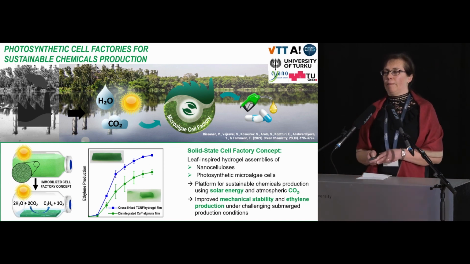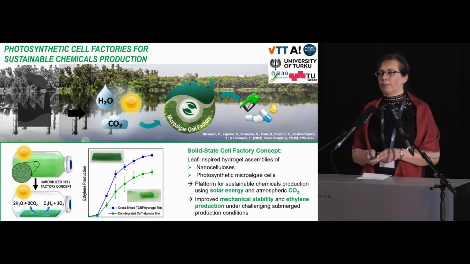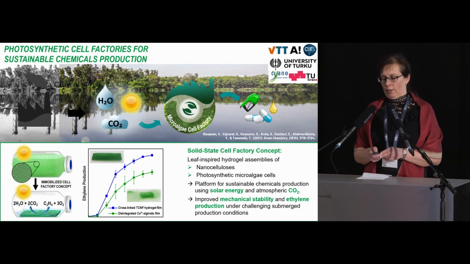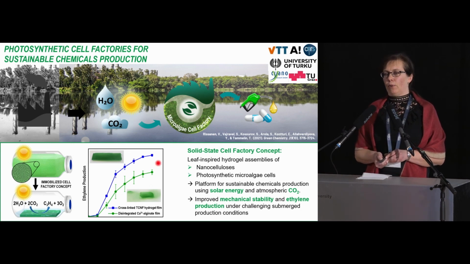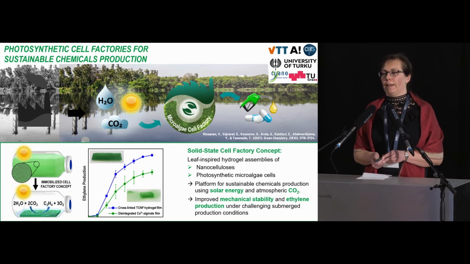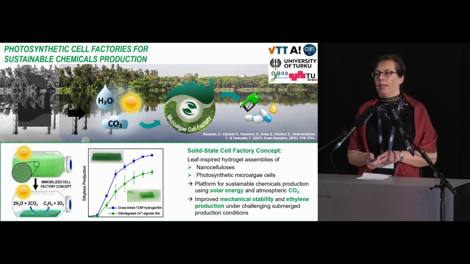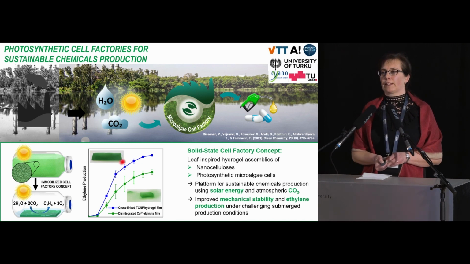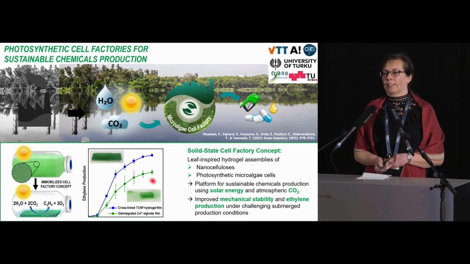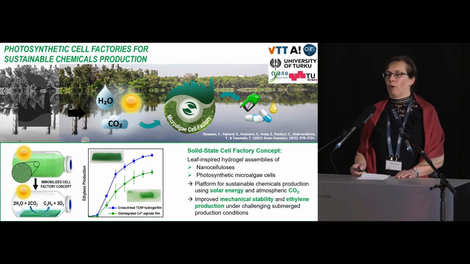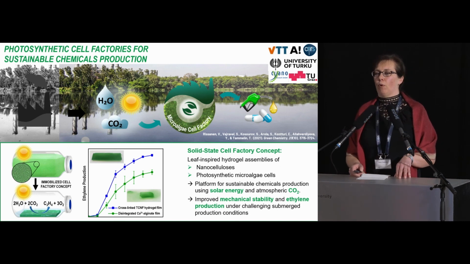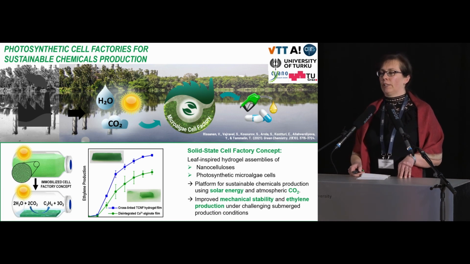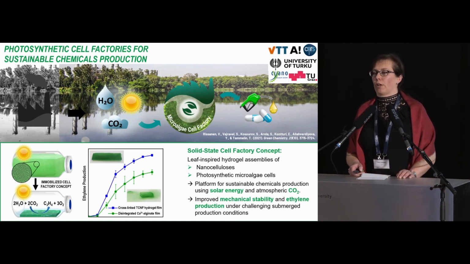By embedding these cells in the nanocellulose matrix, we can see that both the ethylene production is increased, so the performance of the cell has improved, and also the stability and mechanical performance have increased. The reference system based on pure alginate, a very often used matrix for this type of immobilized system, degrades, especially in these very challenging submerged production conditions.